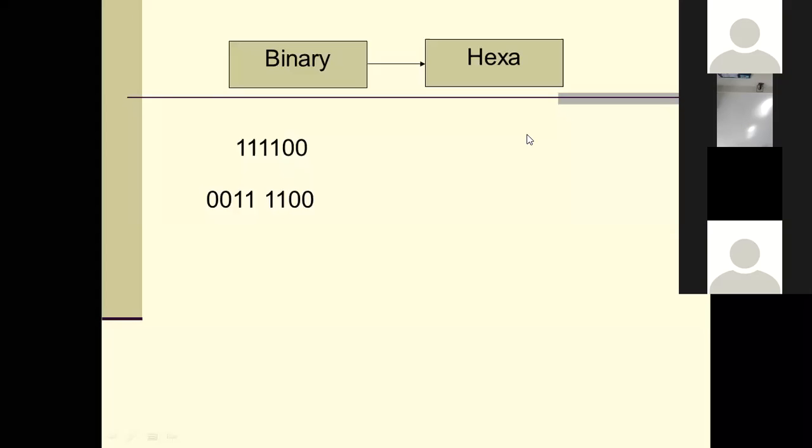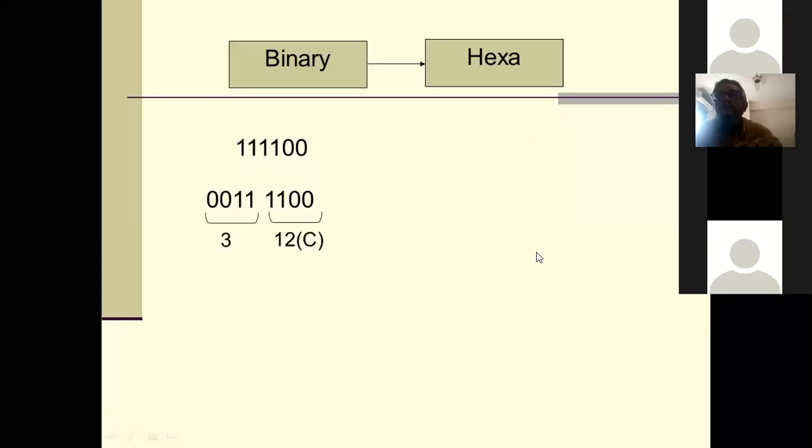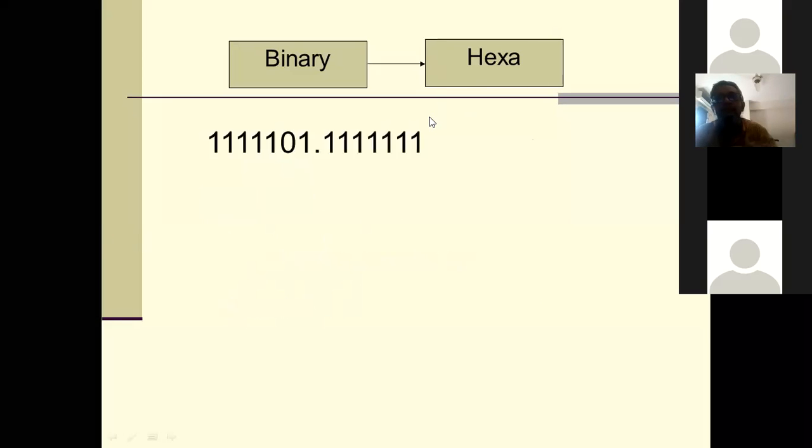Okay, try it. Result is 3C. Yes. Although I see there is 12, but 12 will not be accepted, because in hexadecimal number, 12 will be expressed as C. Now we will try another problem. Try it. And there is a fraction point.